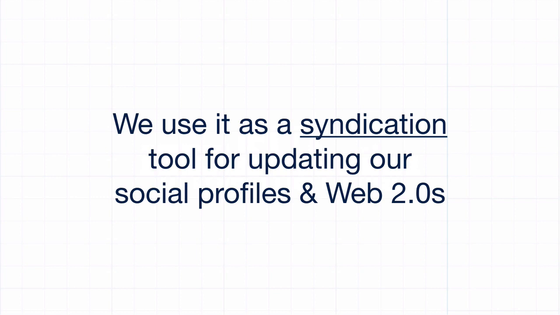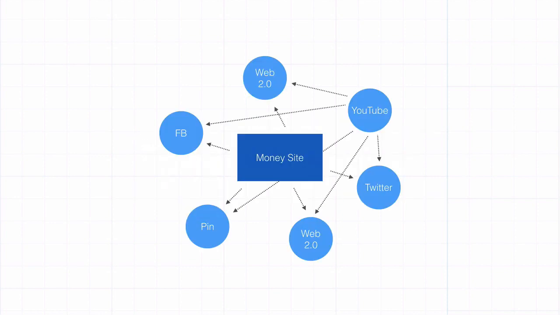So, as a diagram, this is kind of how it looks. You're going to create a new blog post, and you're going to create a new YouTube video. And then from there, that's going to post from your money site to the Web 2.0. It's going to post from your money site to the Facebook page, the Pinterest page, another Web 2.0, Twitter. And the same, your YouTube video is going to go automatically to different places. This is kind of what we're going to get into setting up, but let me go through a few more details first.